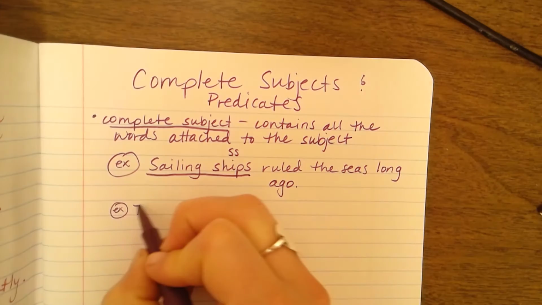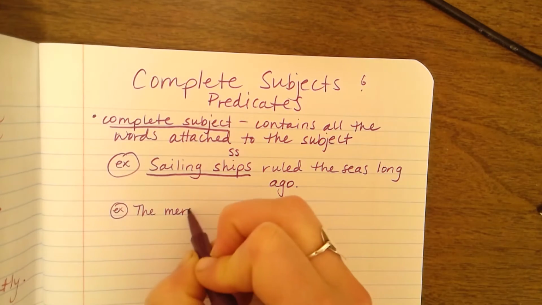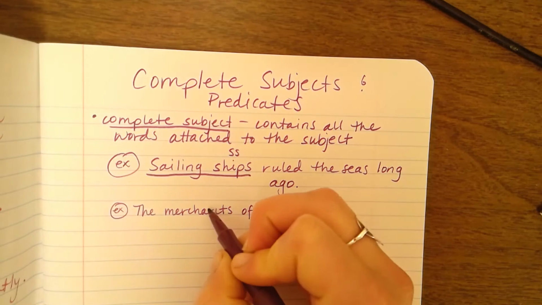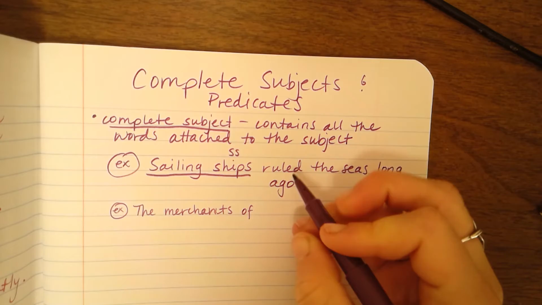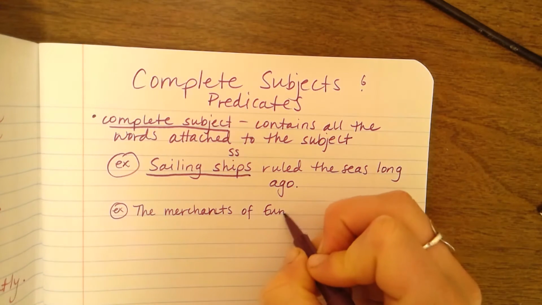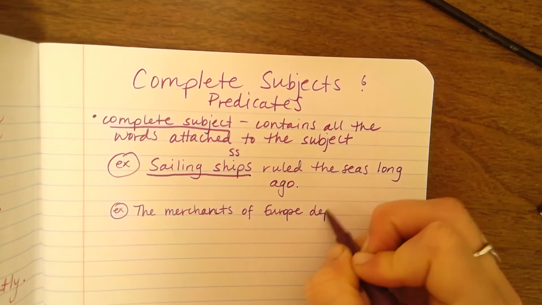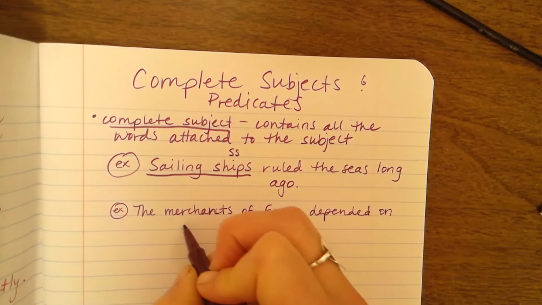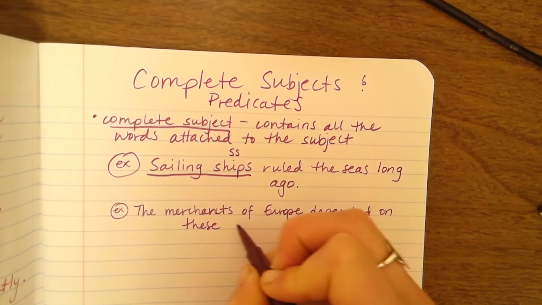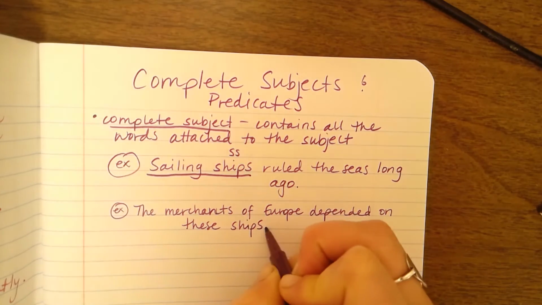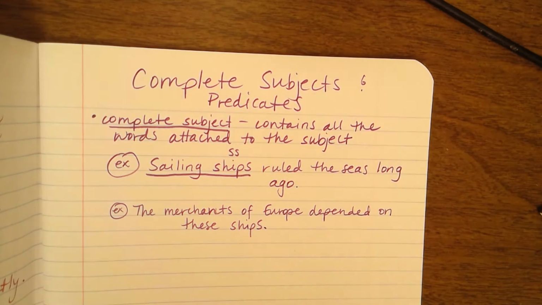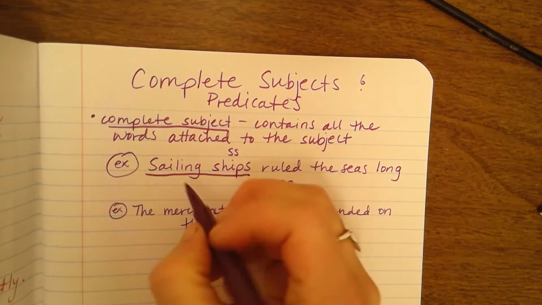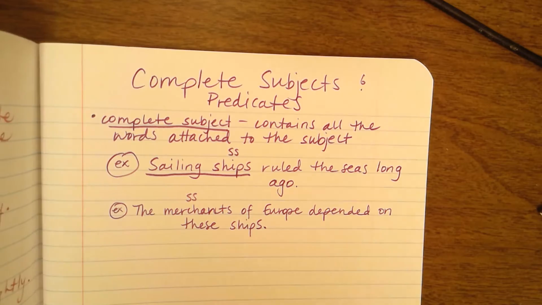Here's another example, and as you get through the examples, you'll kind of start to sense a pattern here. The merchants of Europe depended on these ships. Okay, so now the subject of the sentence, or the simple subject, is merchants. So I'm going to label that SS for simple subject.